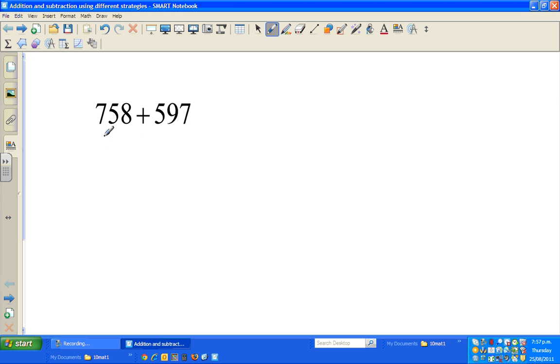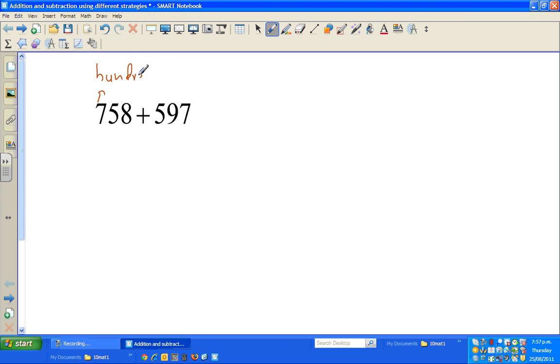So this is a simple example, 758 plus 597. When you have a number like 758, each digit has a place value. So 7, you should not see as a 7. This 7 is in the hundreds place, so you should see it as 700.